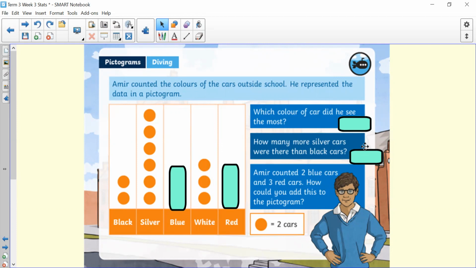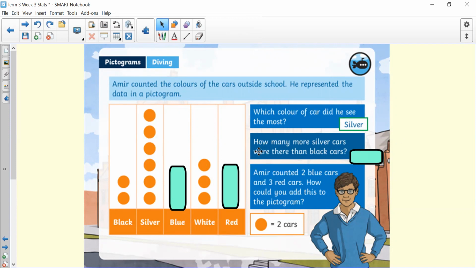Okay, so pause this now, and if you've got someone with you, you can discuss. If not, don't worry about writing this down unless you want to, okay? Because this is just our warm up. Which colour car did you see the most? Let's have a look. Silver, okay? Hopefully you'll have been able to see that there are more of the circles in silver, okay?